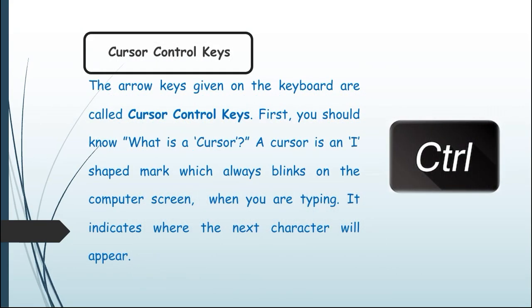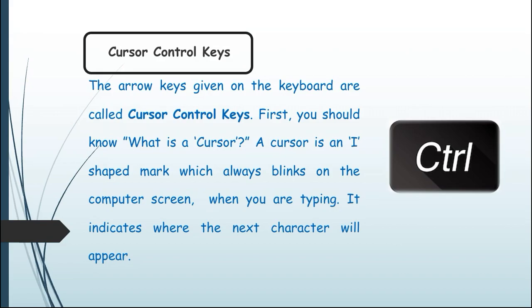Then we have cursor control keys. The arrow keys given on the keyboard are called cursor control keys. First, you should know what a cursor is. A cursor is a line-shaped mark which always blinks on the computer screen. When you are typing, it indicates where the next character will appear. So there is this cursor.